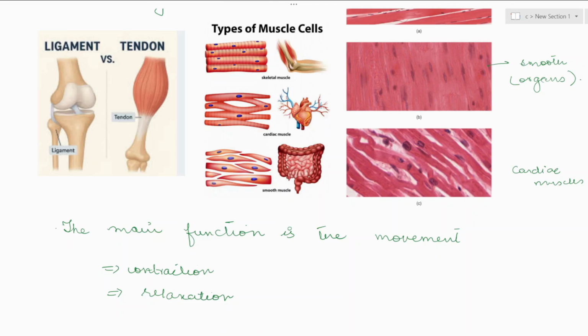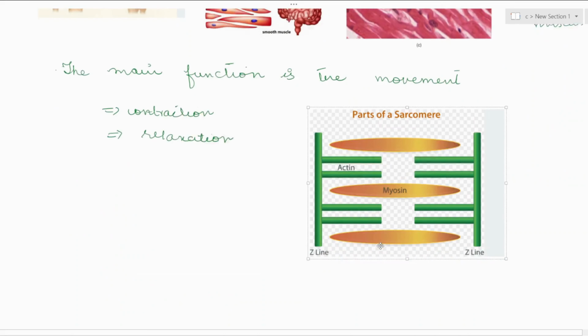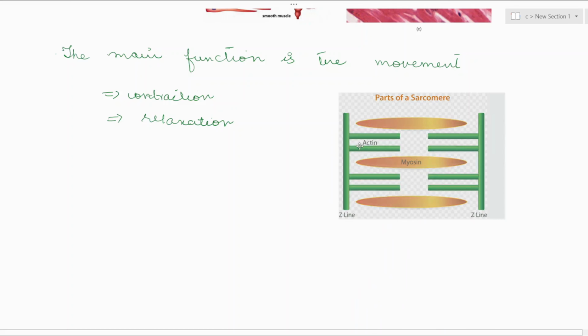And the other one is, okay, let me give you a diagram for better understanding. Myosin and sarcomere. Though this whole process is not a part of your syllabus, let's learn how they move. Okay, this is the diagram. This is a sarcomere. This is a part of muscle.